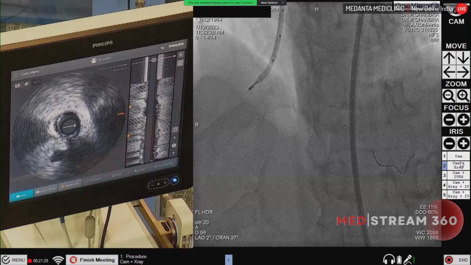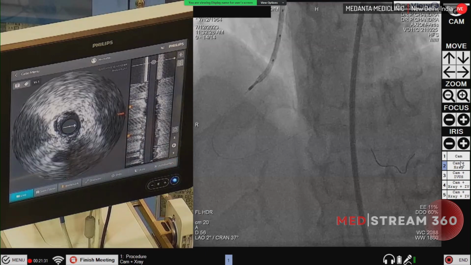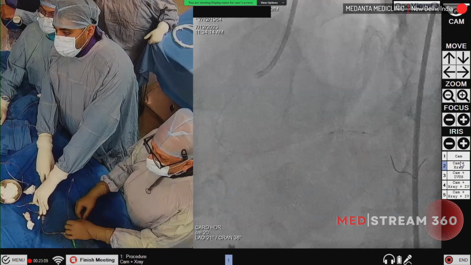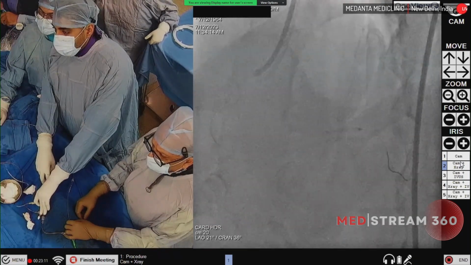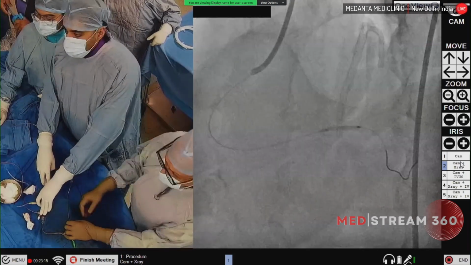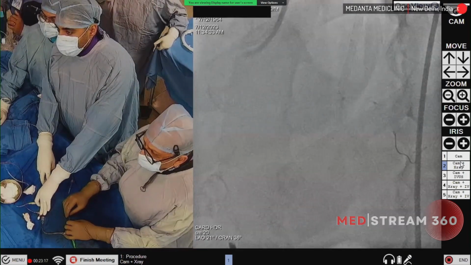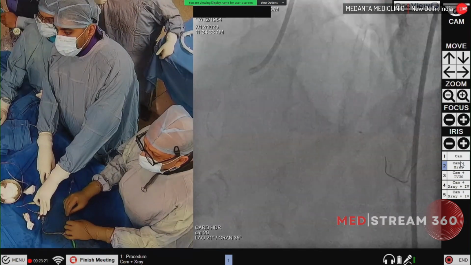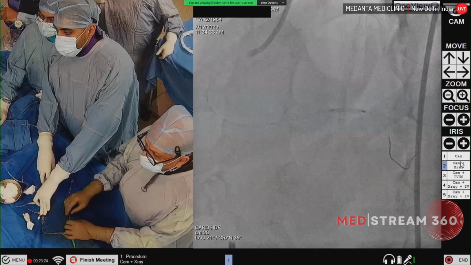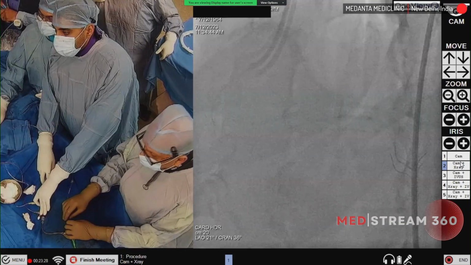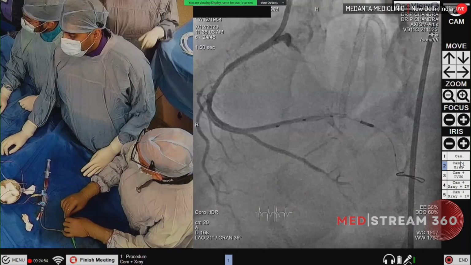So we have to dilate it with a 2 millimeter balloon. Give me a 2 millimeter balloon. Go up 2, 4, 6, 8, 10, 12. Okay. So we have gone up to 12 atmospheres and the lesion seems to be done. Go up more. 10, 12, 14. Okay, deflate.